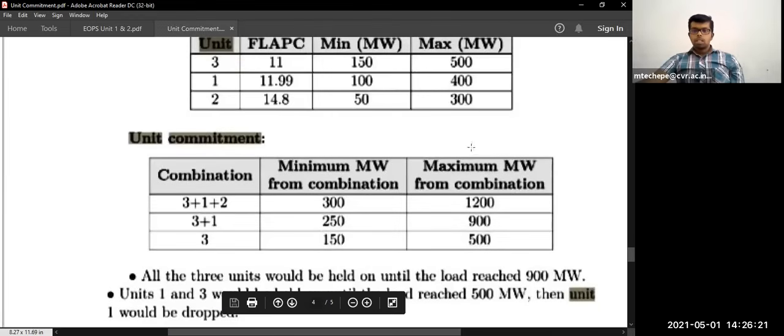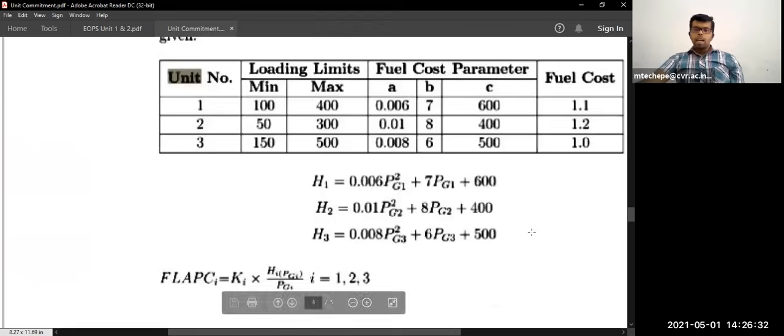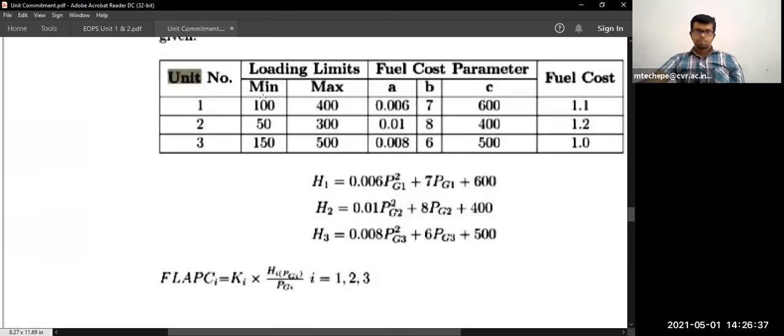Okay, so up to this you have to write 5 marks. They may ask this problem for only 5 marks. Very easy. Again, I repeat, what you have to do is from the given problem.